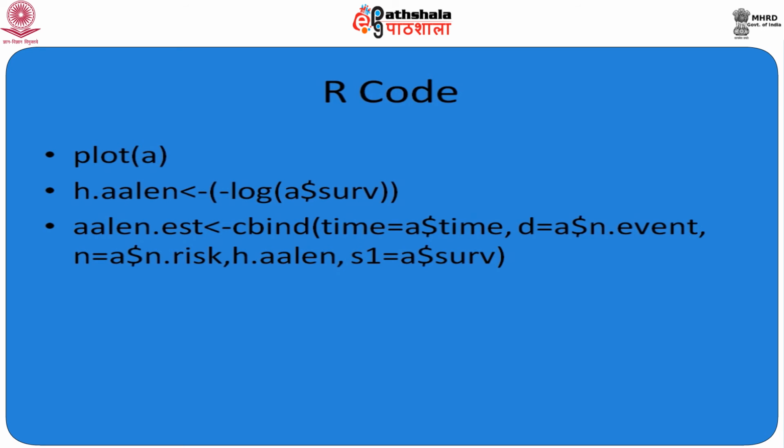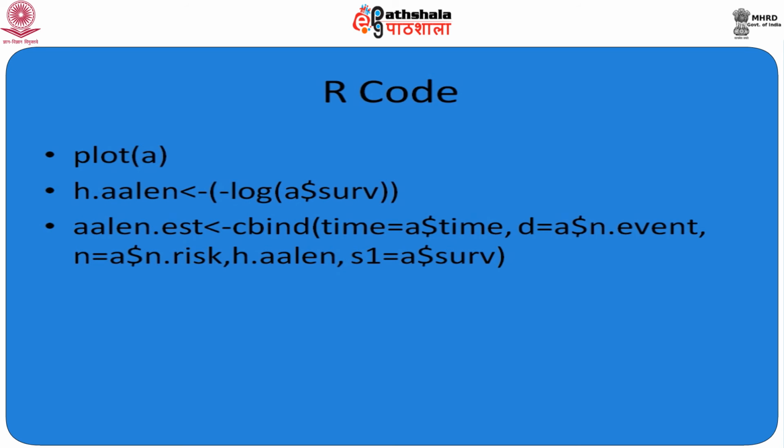Now we are plotting the same thing with minus log of the survival function that we already assigned from that estimator A. Now if we put A dollar surv within, and before that put minus log and call it h.aalen, it will give us the hazard function values obtained from the Nelson-Aalen estimator. If we ask R for h.aalen, it will give the hazard rate estimations obtained by the Nelson-Aalen estimator.